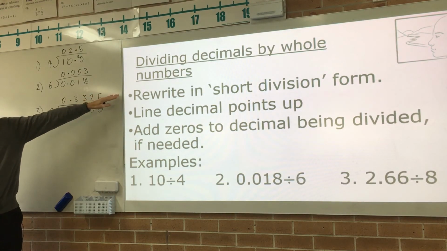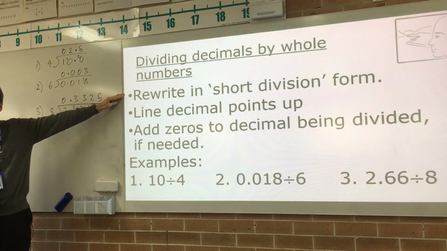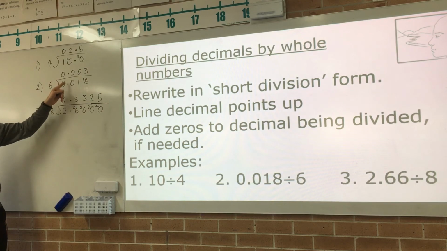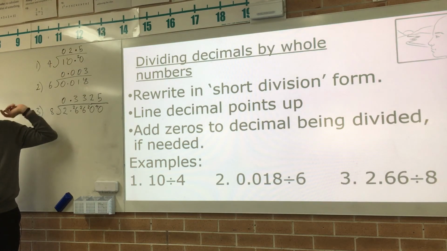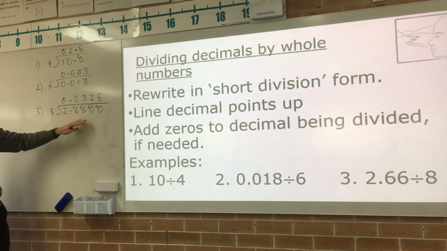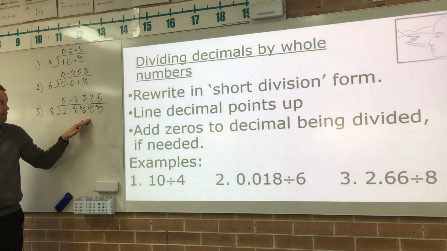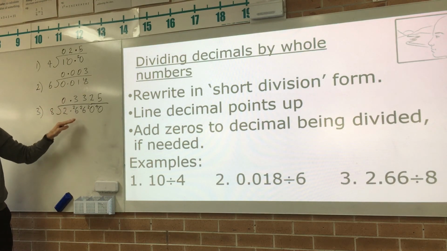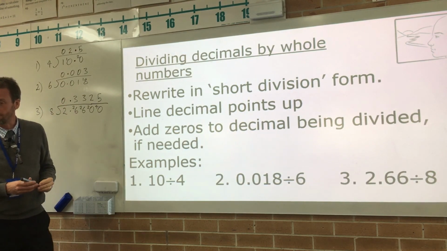Each time we've followed 3 steps. 1, we've rewritten in short division. 2, we've lined up the decimal points. Notice how my nice neat working means my decimal points are always lined up. And 3, in the first and third questions where we needed to add zeros, we did. Second question we didn't need to because it worked out nicely in the end. That's how we do division by whole numbers, Year 7.